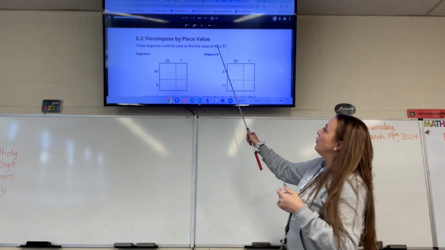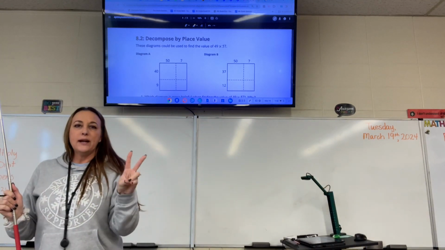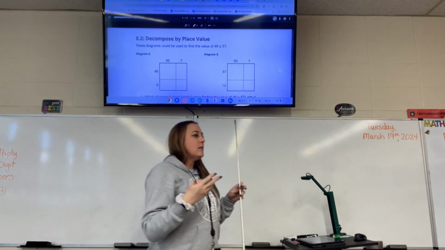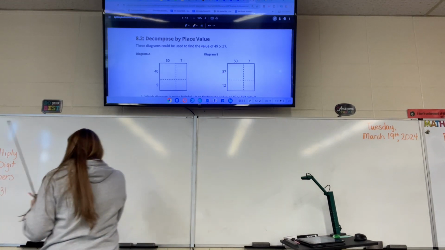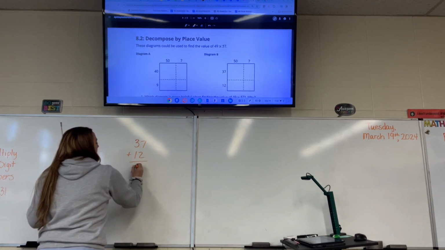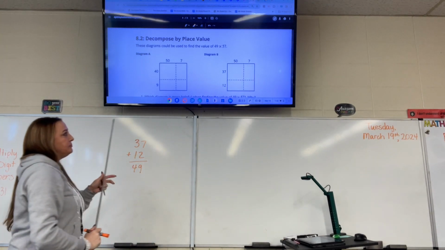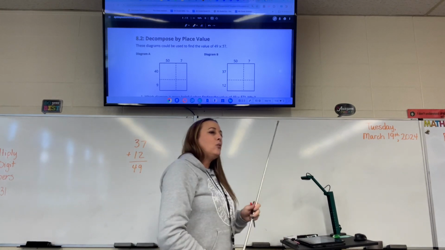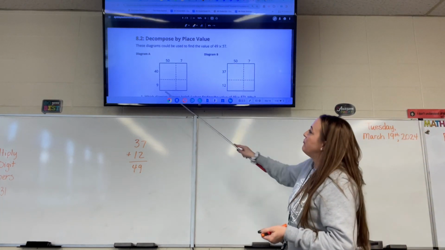When we break apart 49 into 40 and 9, those two numbers add together to equal 49, right? And when we break apart 57 into 50 and 7, those two numbers add up to be 57. So, what does 37 plus 12 equal? Well, it also equals 49. And then they broke apart 57 as 50 and 7. I want you to take a look at these diagrams and see which one is going to be better to use. Okay? So this is what we've been doing.